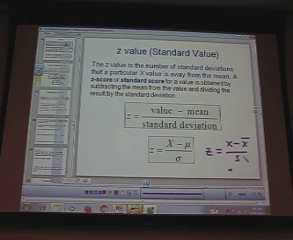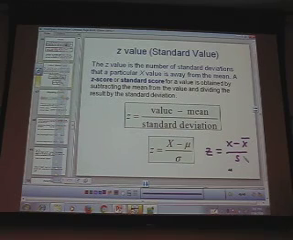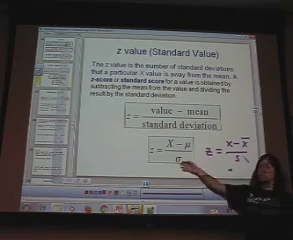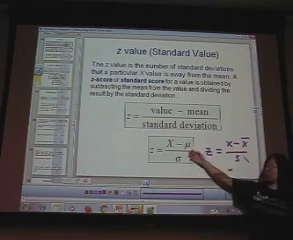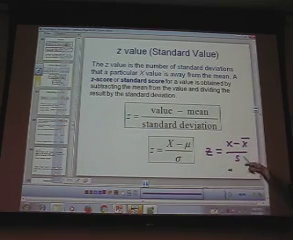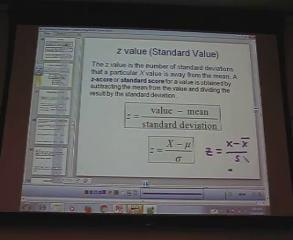That's for a sample. Populations have mu's and sigmas. Samples have x bars and s's. So for a sample, you use this. Population versus a sample.